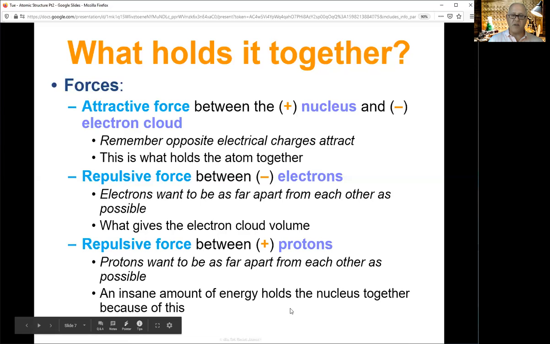There's an insane amount of energy that's holding the nucleus together because of this. Between the negatively charged electrons and the positively charged protons, constantly banging into each other, attracting each other when they are positive and negative, but pushing each other away when they're positive near positive or negative near negative.